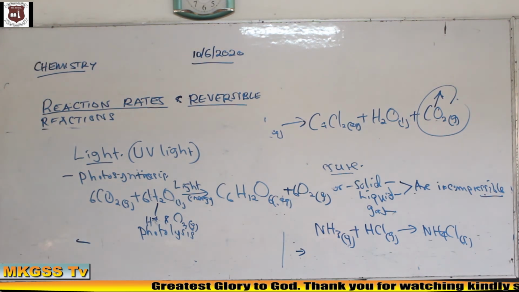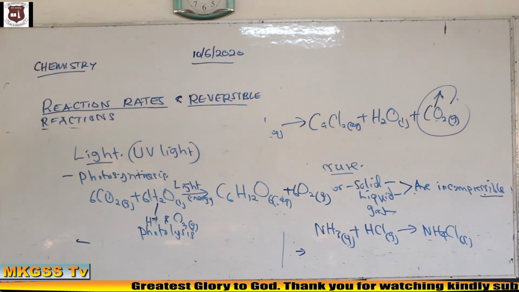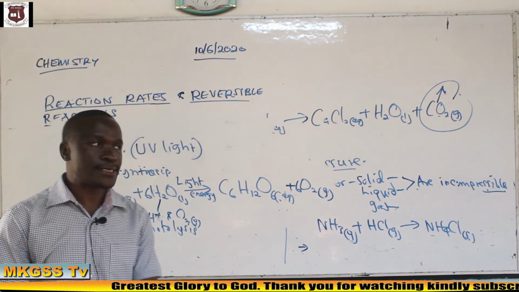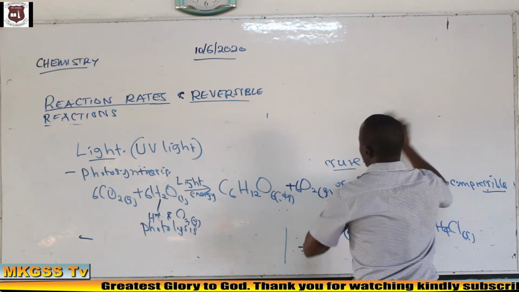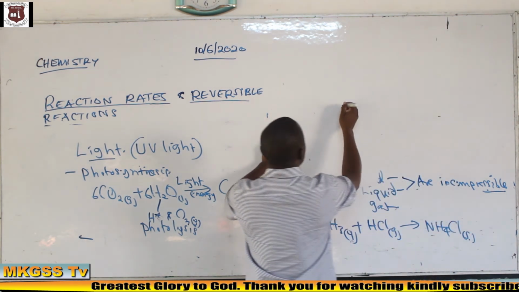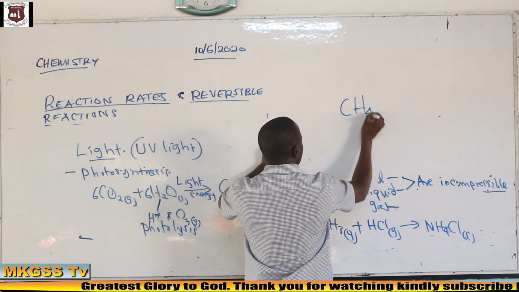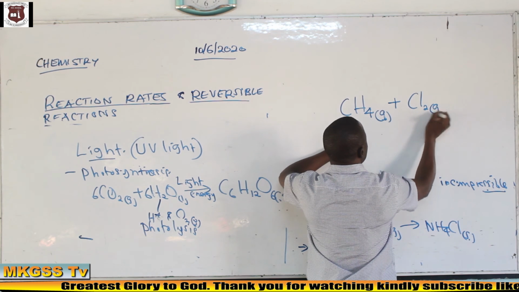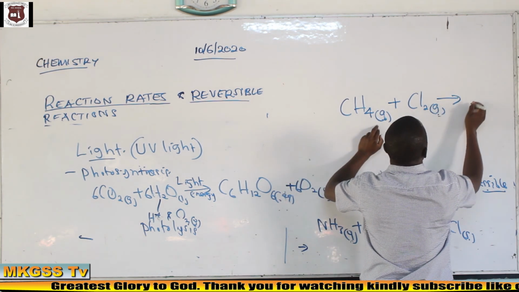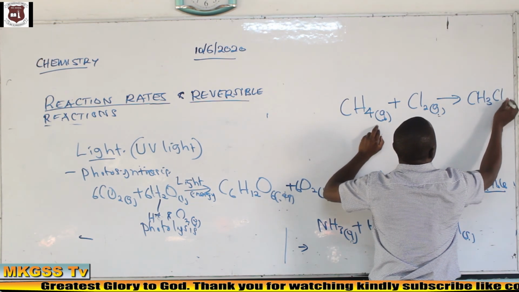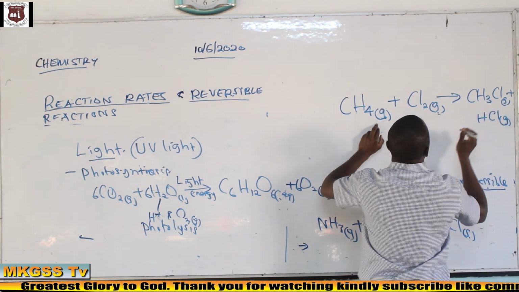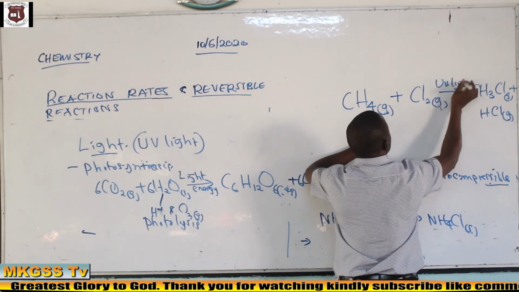Another area is the halogenation process. In halogenation, we normally have halogens combining with, let's say, alkanes. Let me use an example of methane. This is methane. Methane reacting with chlorine gas to form chloromethane and hydrogen chloride gas. This reaction requires UV light.